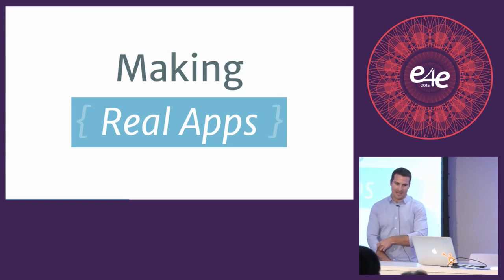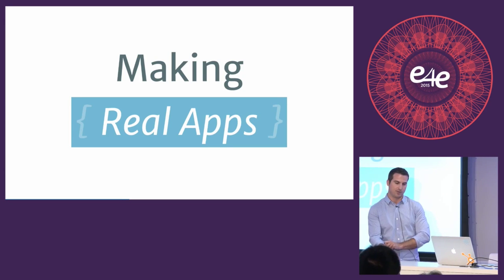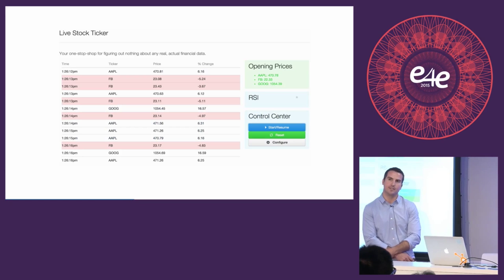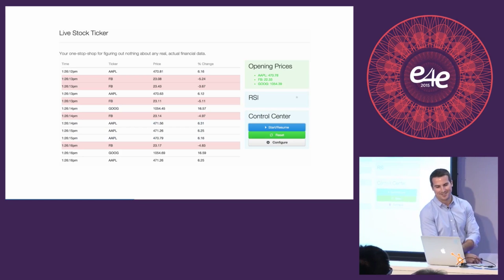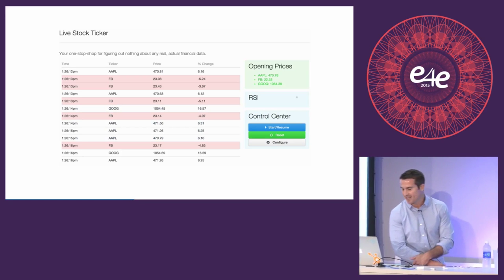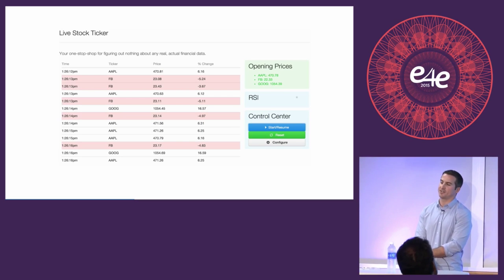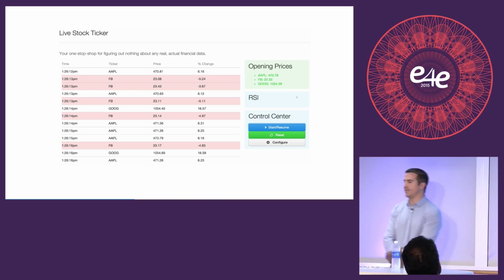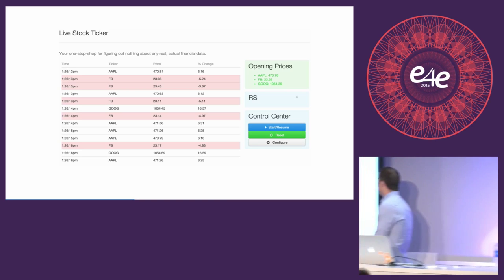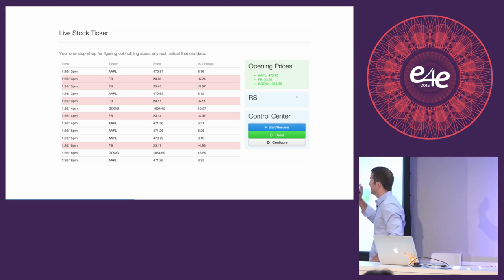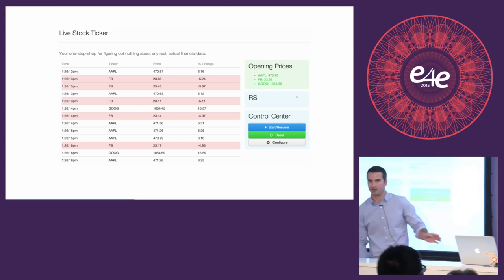But I promised that we'd talk about real apps. So enough of the intro. I created a demo app, and it's the example app that I recreate every year. But I rewrote it from scratch. So this is a stock ticker. And the reason why I find it interesting is because you have many different types of concepts that you can demo. There's no database, it's actually live streaming data.